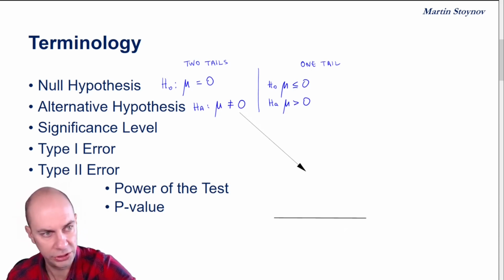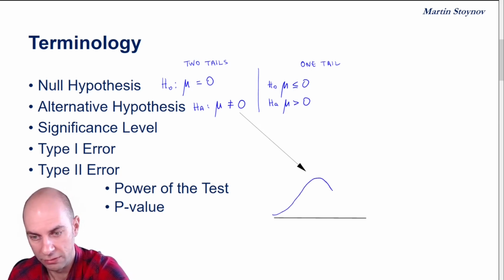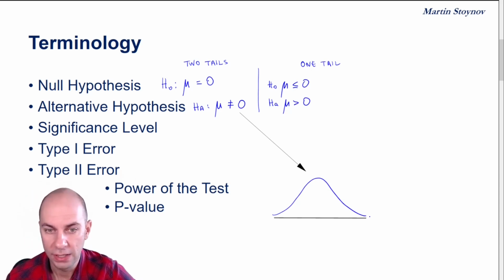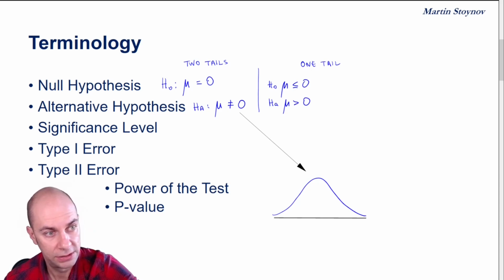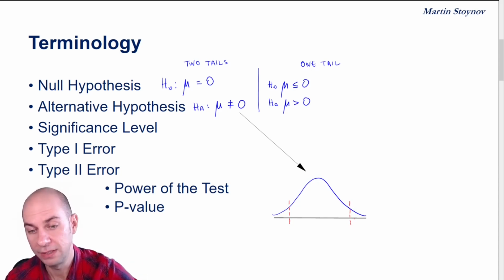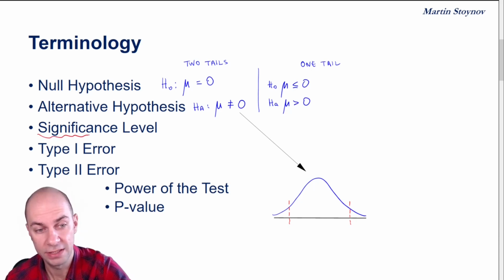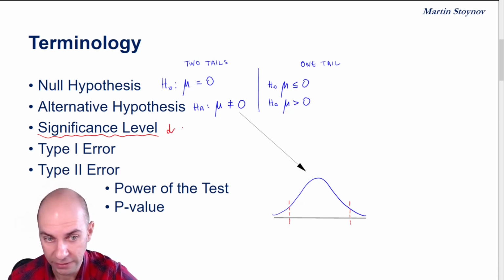So I've got the distro, right? Let's say it's a kind of normal looking distro. And I will obviously have two tails. So I'm going to have a tail here and I'm going to have a tail here. And there'll be certain probabilities in these tails. Now, these probabilities are known as the significance level. And the significance level is denoted as alpha.